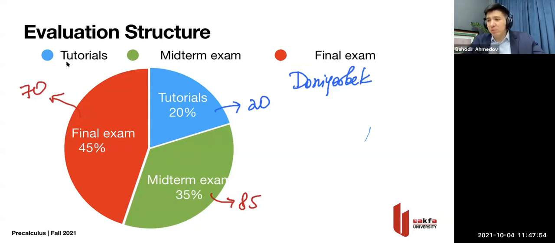Let's come back to this problem. What is going to be the grade of Danyar? Should we simply take the average of the three grades? He's got 20 in tutorials and a lot in exams. Should I simply sum the three numbers and divide by three? What do you think? Please feel free to ask questions.